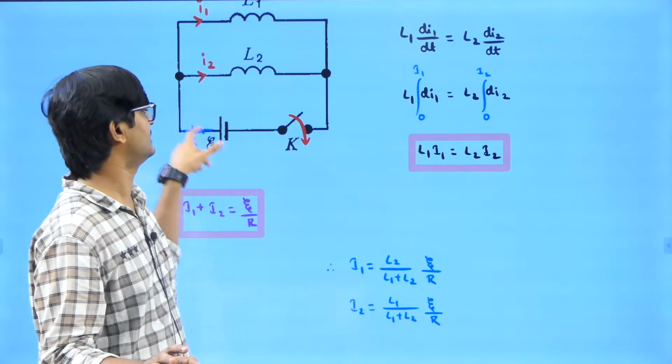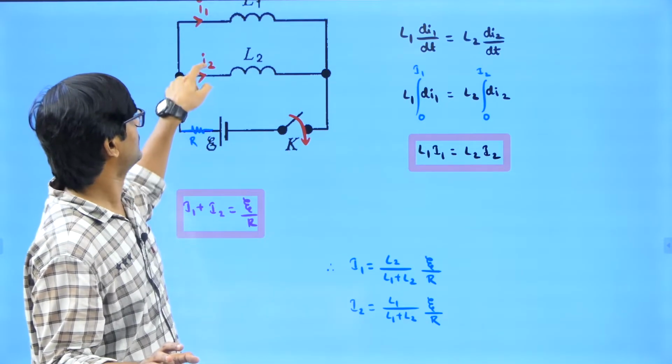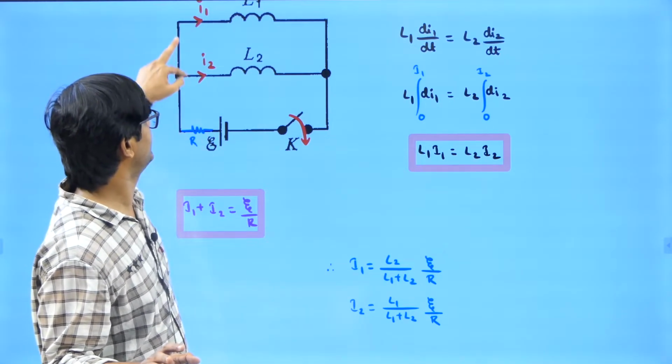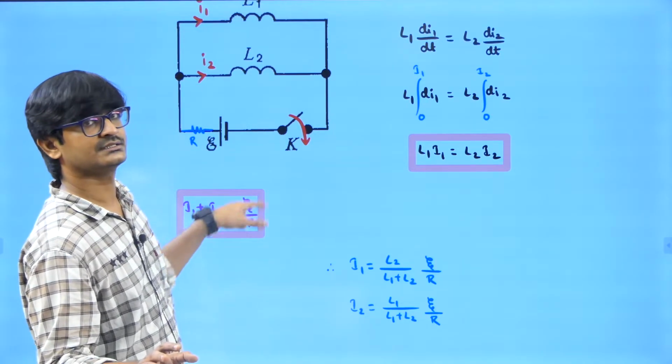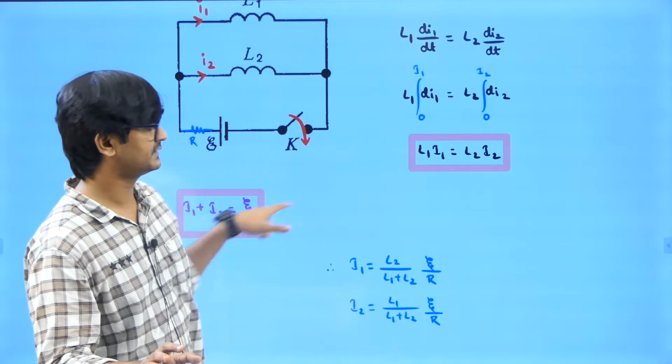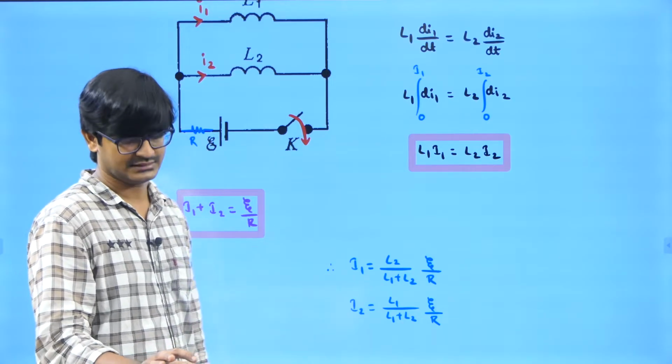So then what will be the current flowing? Current flowing will be E by R. So E by R will be splitting into I1 and I2, so I1 plus I2 is E by R. This I can write only for steady state situation. So these two relations I know, from there I can find the currents in the inductors.